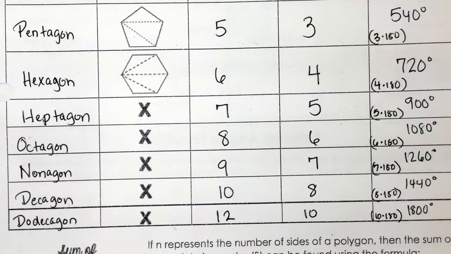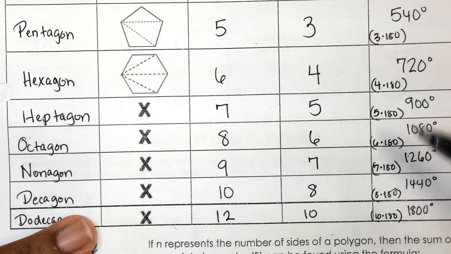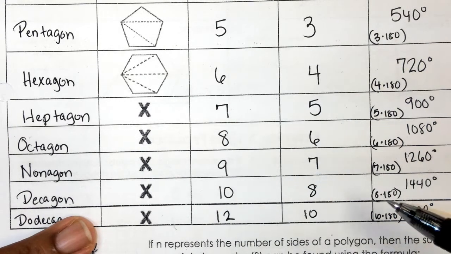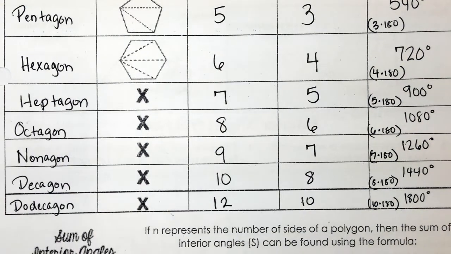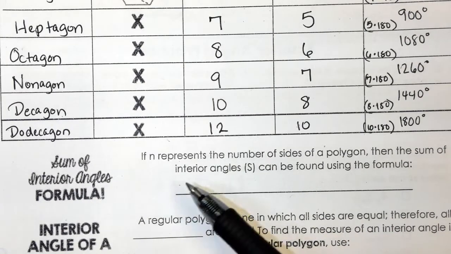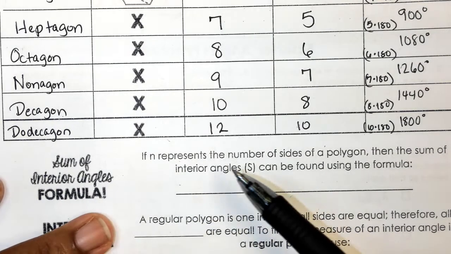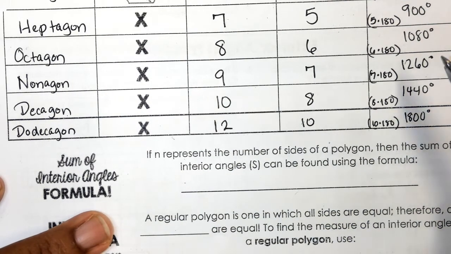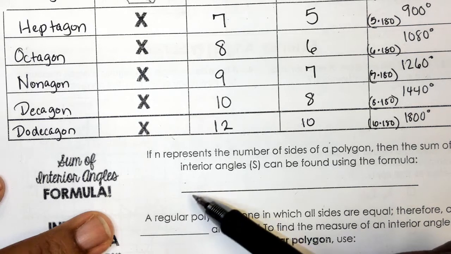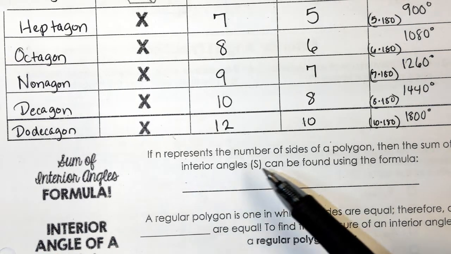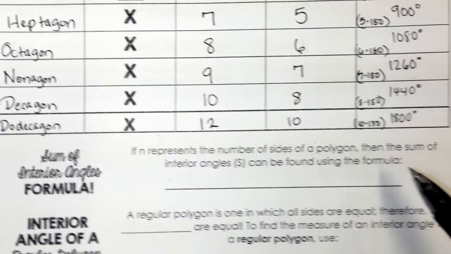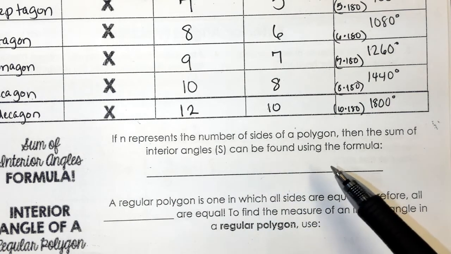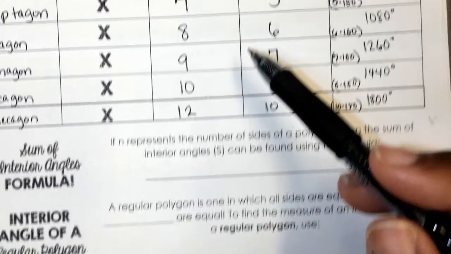Alright. So this was to do 2 things. Give you a reference for the most common ones we use. Also, so you can figure out how we find the sum of the interior angles of any polygon. There's a formula that we use, but you kind of just derived it by doing this up here. The formula is, if n represents the number of sides of a polygon, the sum of the interior angles can be found using this formula. But we kind of just did it up here.